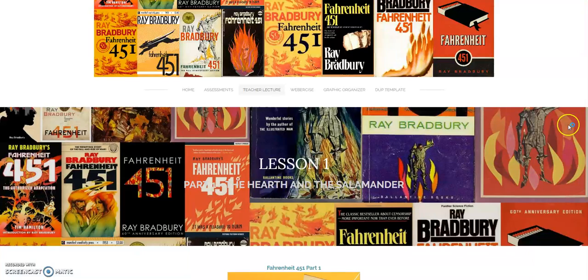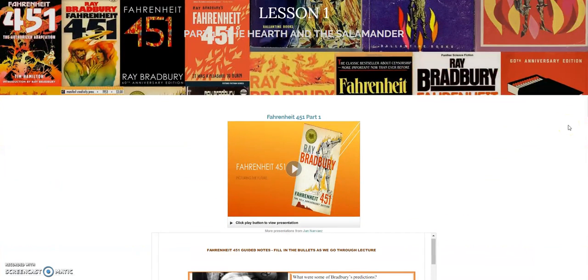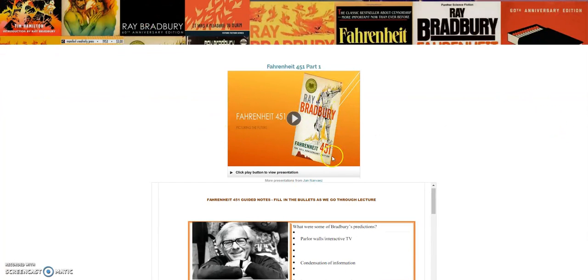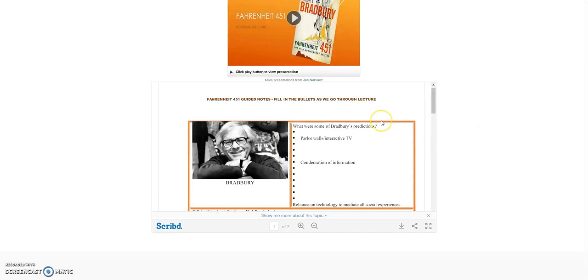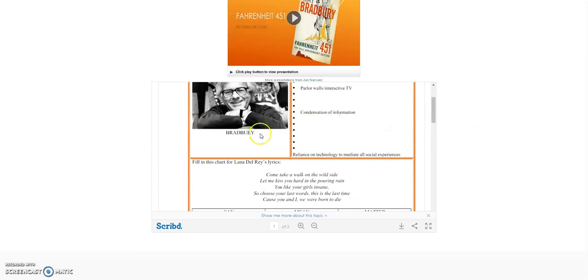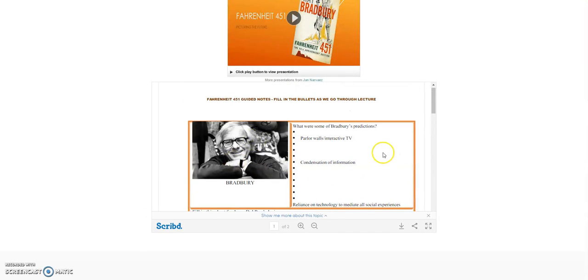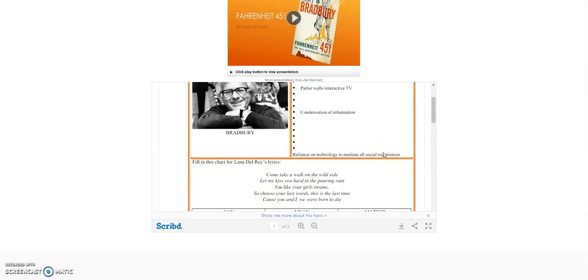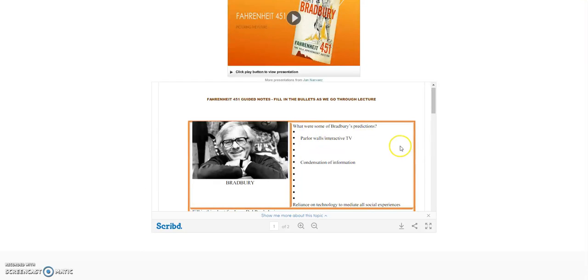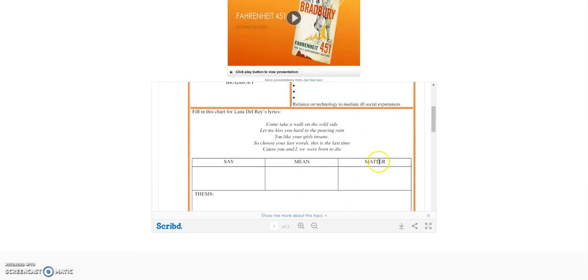Right here I have my teacher lecture, so it's The Hearth and the Salamander. It's my presentation, and then my guided notes. I did a picture of Ray Bradbury so they have an idea of what he looked like and kind of have an image of the writer. I think that's important. Then here is some of the stuff I've gone over in this presentation.